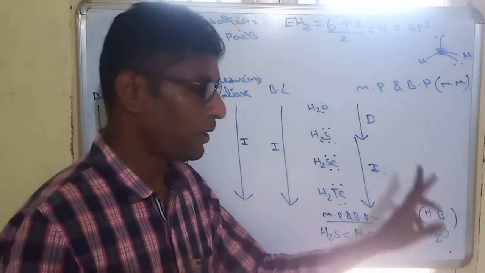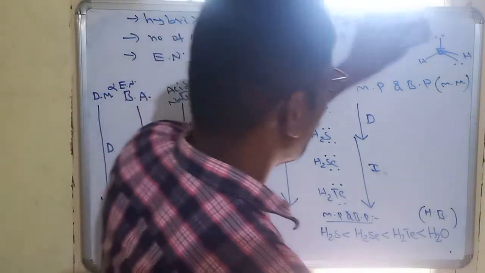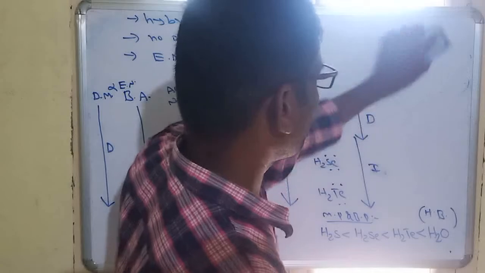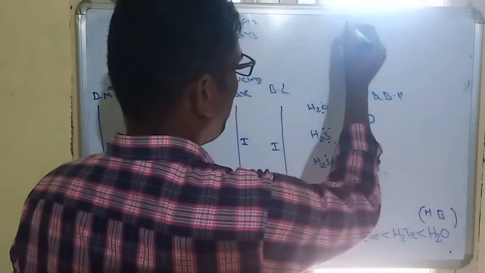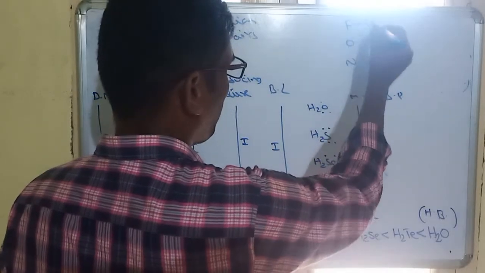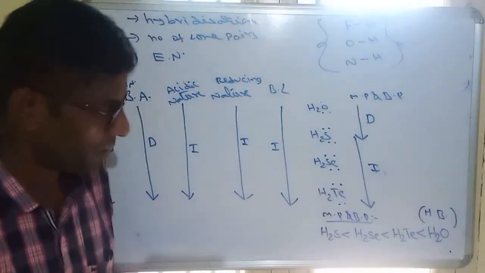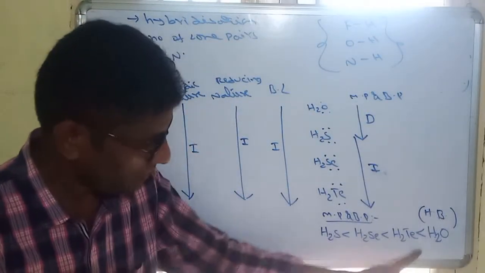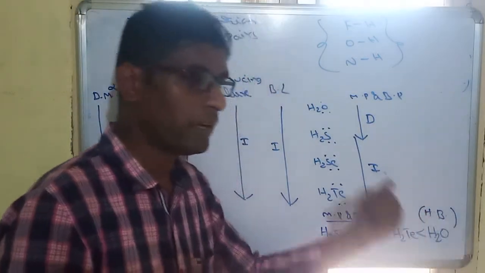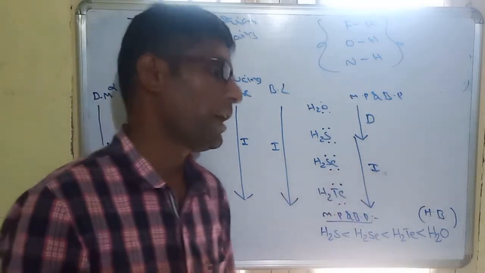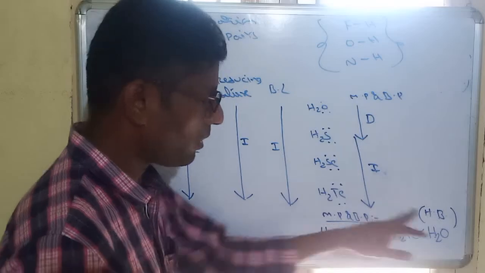In water, hydrogen bond exists. We know that hydrogen bond will exist between fluorine, oxygen and nitrogen when they are attached with hydrogen. So these three elements can form hydrogen bond. That's why water can form hydrogen bond, but the remaining cannot. So because of hydrogen bond, even though its mass is less, it exhibits the highest melting point and also the highest boiling point. So both melting and boiling point order is the same.